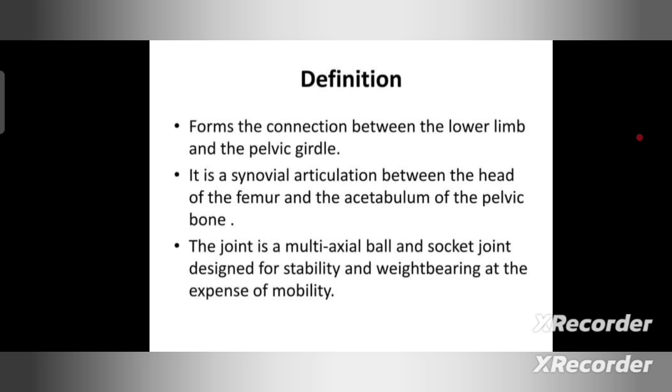So in this presentation, we'll discuss the hip joint anatomy. First is the definition. The hip joint forms the connection between the lower limb and the pelvic girdle. It is a synovial articulation between the head of the femur and the acetabulum of the pelvic bone. The joint is a multi-axial ball and socket joint designed for stability and weight bearing at the expense of mobility.